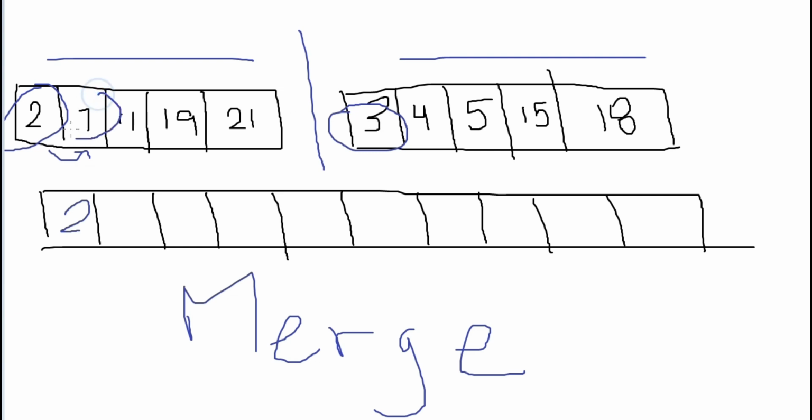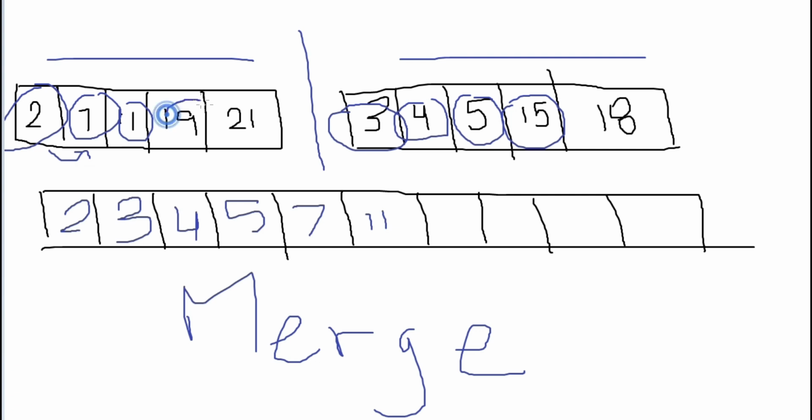Now 3 and 7 will be compared, and we could see that 3 is lower, so 3 is going to be placed in here, and now this is going to be incremented to 4. So 4 and 7 will be compared, and we have 4 over here, so 4 is going to be placed, and now this is going to be incremented to 5. So 5 and 7, and 5 is now going to be added. So 5 is going to be here. Now it's going to be 15 and 7, so 7 is going to be here. Now 11 and 15, you can see 11 is smaller, so 11 is going to be in here. So this is going to be incremented to 19. So we have 15 and 19. So now we have 15 over here. So 15 is going to be over here. And then this is going to be incremented with plus plus. So we have 18 and 19. So what is it? 18.